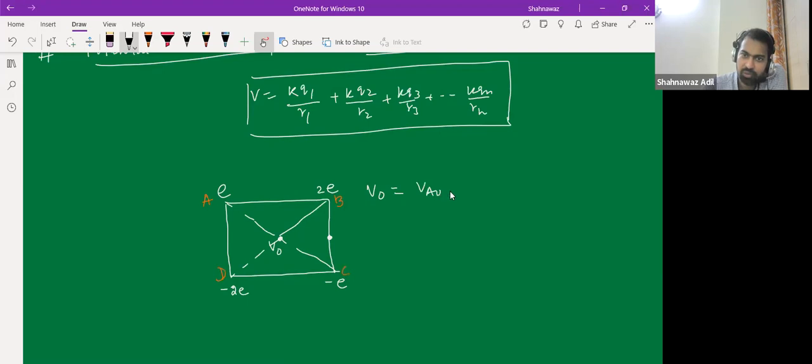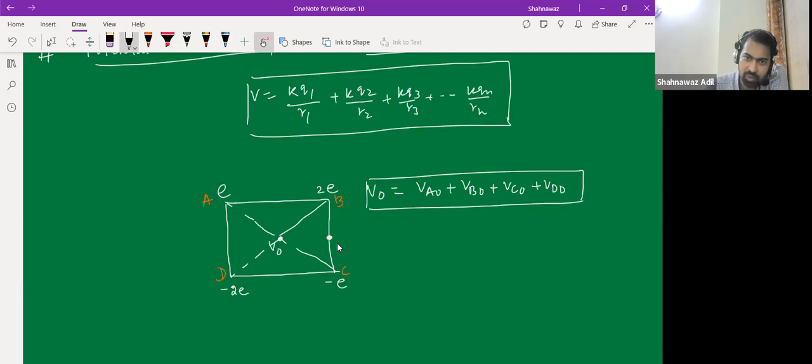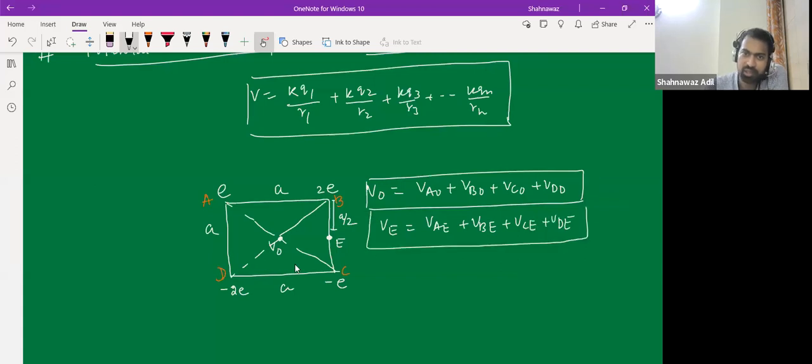This was VAO plus VBO plus VCO plus VDO. This is the potential at point O. And then we calculated the potential at this point E. This distance is A, and this distance is A by 2. So then we calculated the potential at this point, which would be VAE plus VBE plus VCE plus VDE.